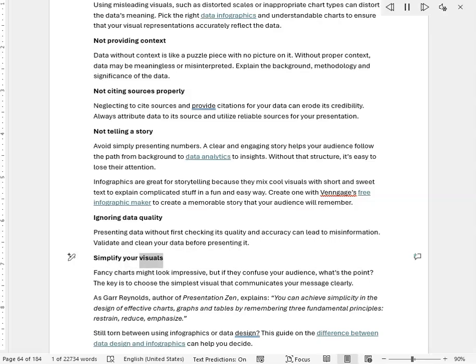Simplify your visuals. Fancy charts might look impressive, but if they confuse your audience, what's the point? The key is to choose the simplest visual that communicates your message clearly. As Garr Reynolds, author of Presentation Zen, explains, you can achieve simplicity in the design of effective charts, graphs, and tables by remembering 3 fundamental principles: restrain, reduce, emphasize.